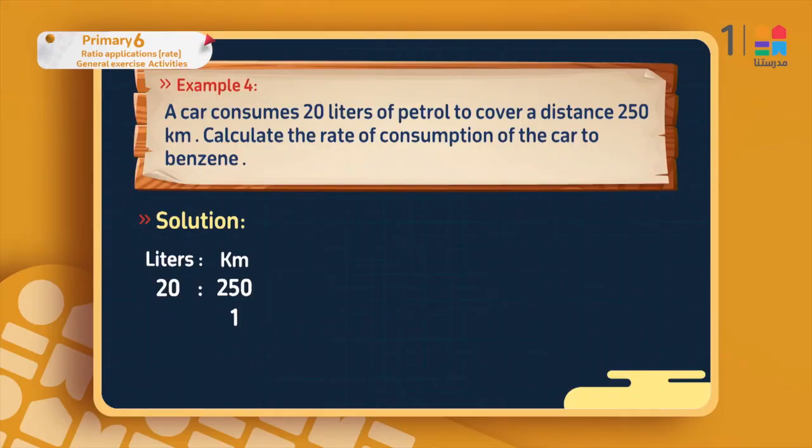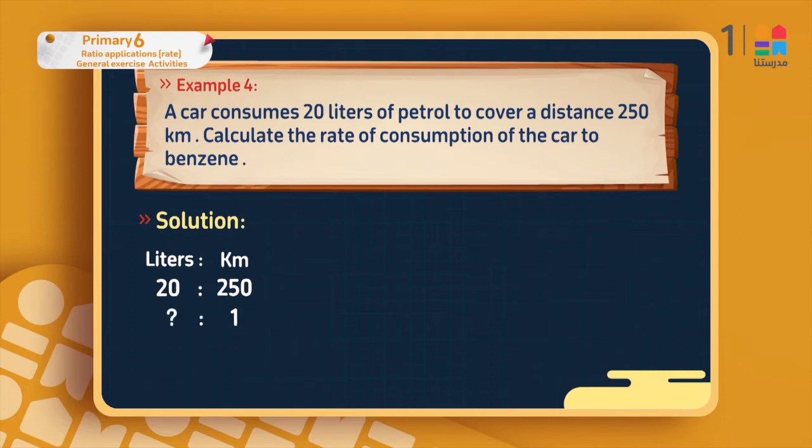Where would I put the 1 here? Calculate the rate of consumption of the car of benzene. So I need to put the 1 where I don't have any term to put the 1 under. So here I am supposed to write the 1 under the kilometers. I want to know how much benzene this car consumes for every 1 kilometer. So for every 1 kilometer, the car needs how much benzene?